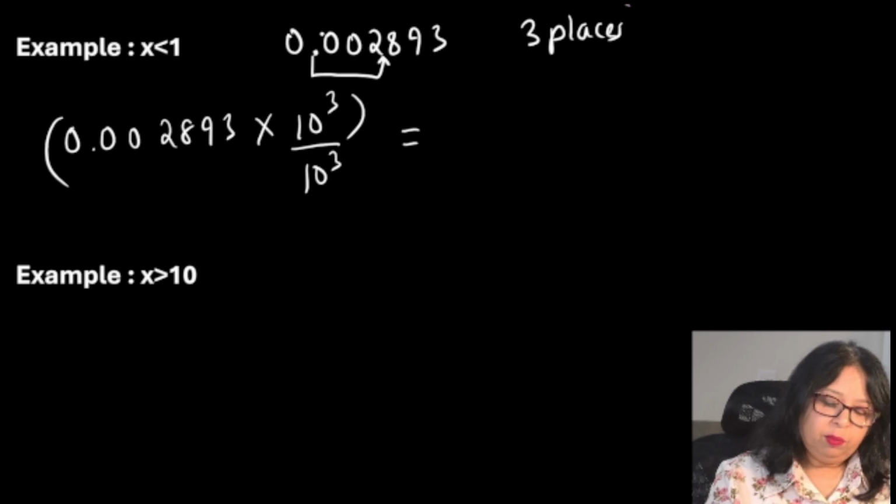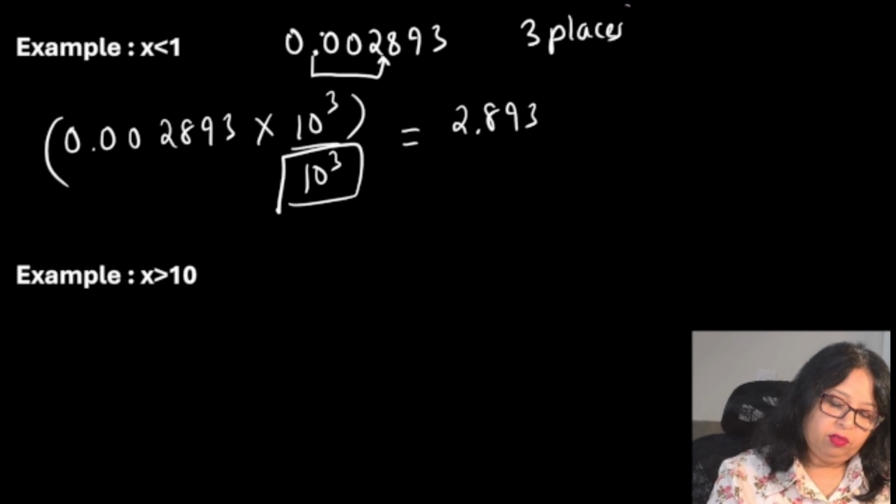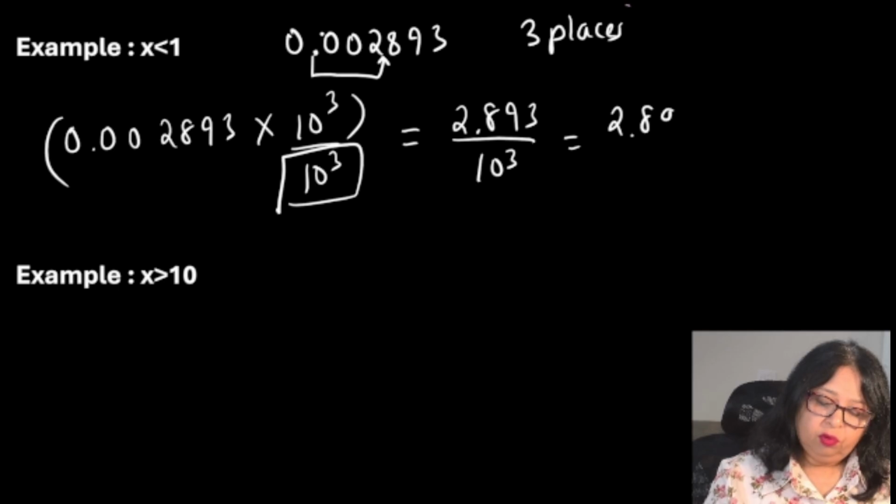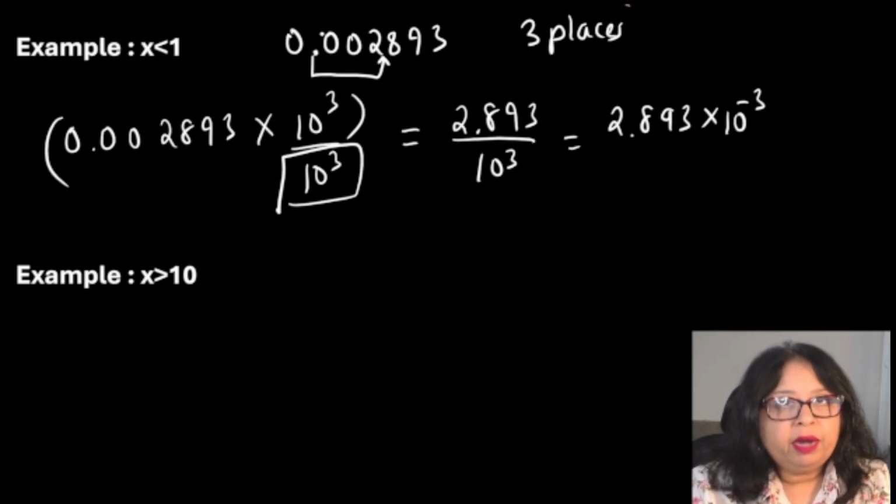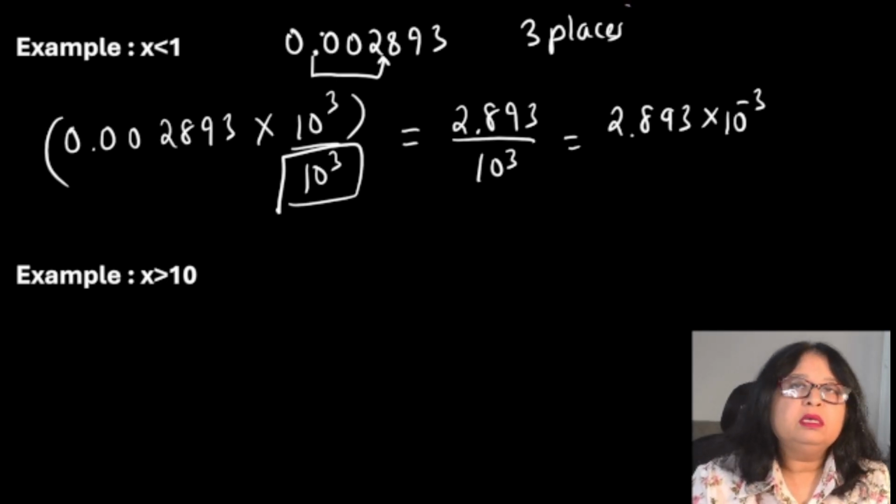The 10 to the power 3 will actually multiply the number and give you 2.893, and this 10 to the power 3 from the bottom remains as is. So next what you're going to do is bring this 10 to the power 3 from the denominator to the numerator, and its power will change its sign. That's all that you have got to do. Done. So that's the strategy for x less than 1 when you're converting a number smaller than 1 into scientific notation.